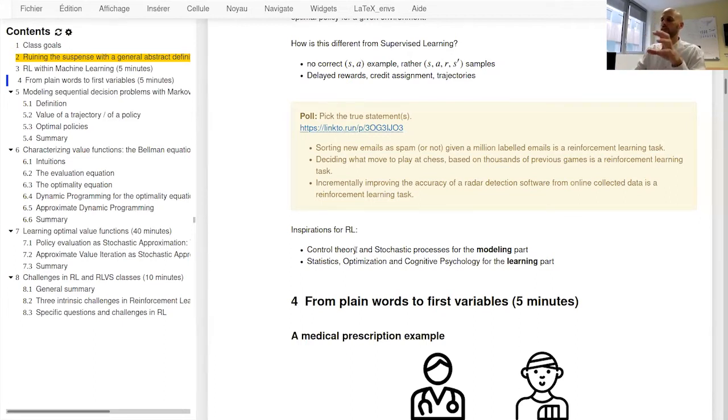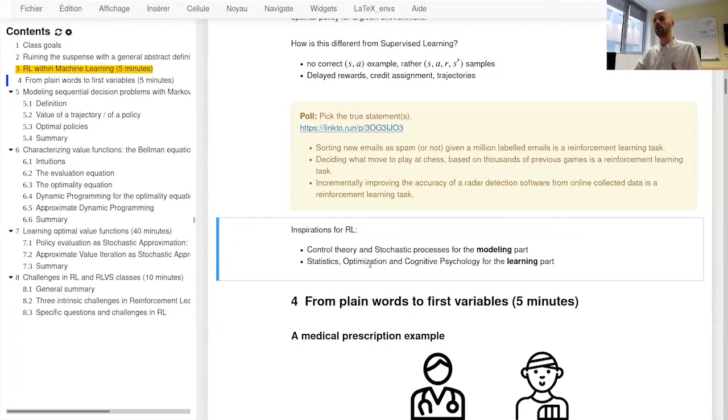And I will just conclude this situation of reinforcement learning within machine learning by making connections to the different inspirations for reinforcement learning. Reinforcement learning draws inspiration from control theory and stochastic processes for the modeling part. So the hypothesis we will make on the system to control, so the environment we will interact with. And it also draws inspiration and algorithms and notations from statistics, optimization, and cognitive psychology for the learning part. So for designing the algorithms that actually build up the policies that we will try to find.